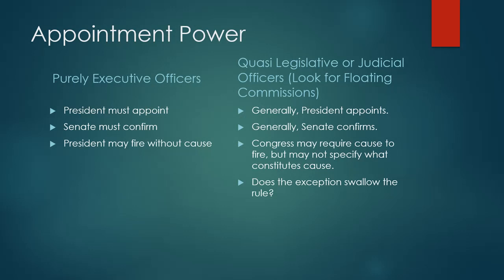Okay, so let's review. As to appointments, the president must appoint officers of the United States. I should have said this at the beginning. An officer of the United States also requires Senate confirmation, right? But I think that's sort of common knowledge. Again, look that up if you need to, right? Like judges. So, appointed by the president, confirmed by the Senate, and if it's an executive officer, if it's a purely executive officer, it can be fired by the president without cause.